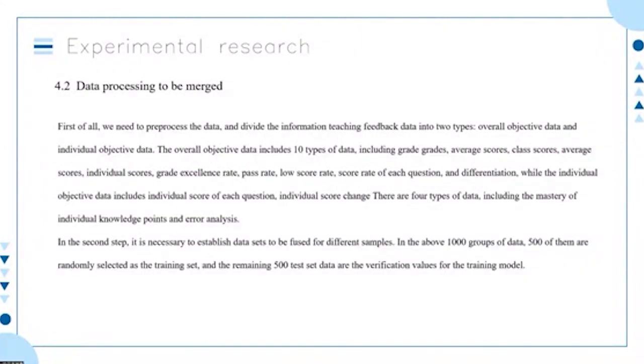First of all, we need to process the data and divide the information teaching feedback into two types: overall object data and individual object data. The overall object data includes 10 types of the data. It includes this one. And the object data includes the individual score of each question. Individual score chains, there are 4 types of the data.